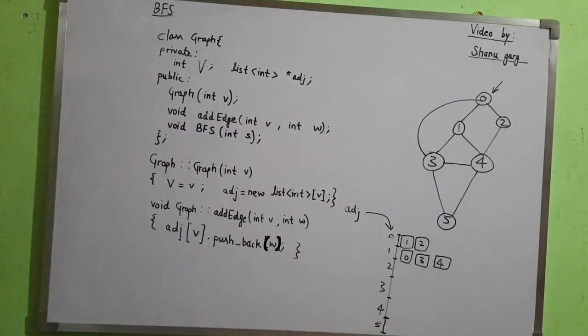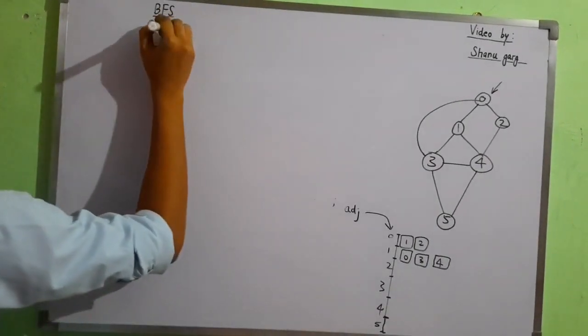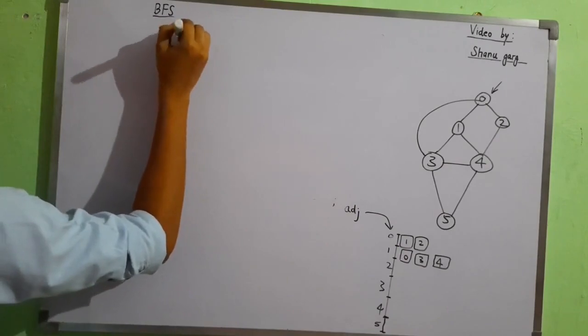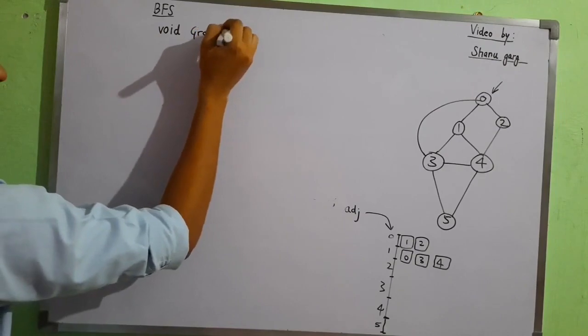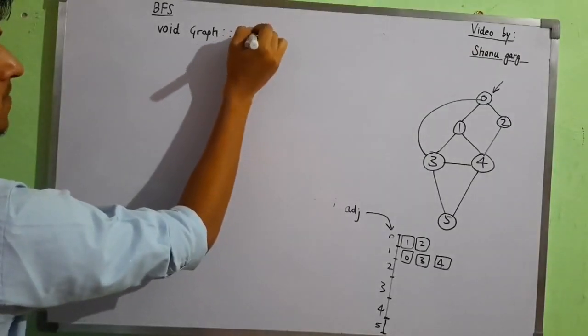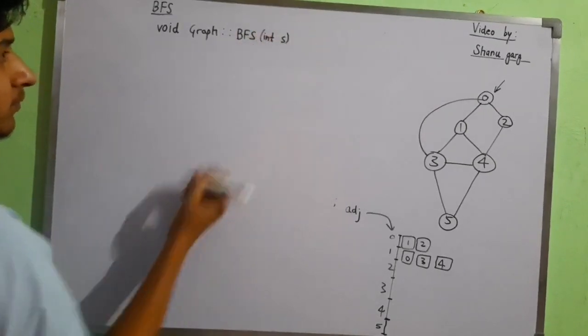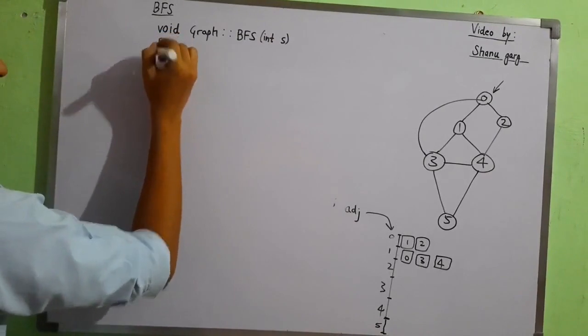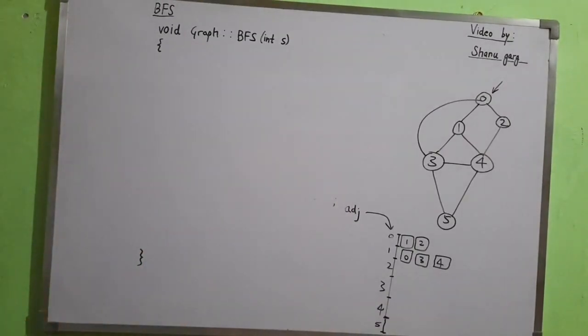Now we are to move ahead with the last function, that's BFS. While declaring its function, we will write it like this: no return type, of class graph there is a function BFS that takes one integer as parameter, and the declaration is here. Don't worry, the function is very small.